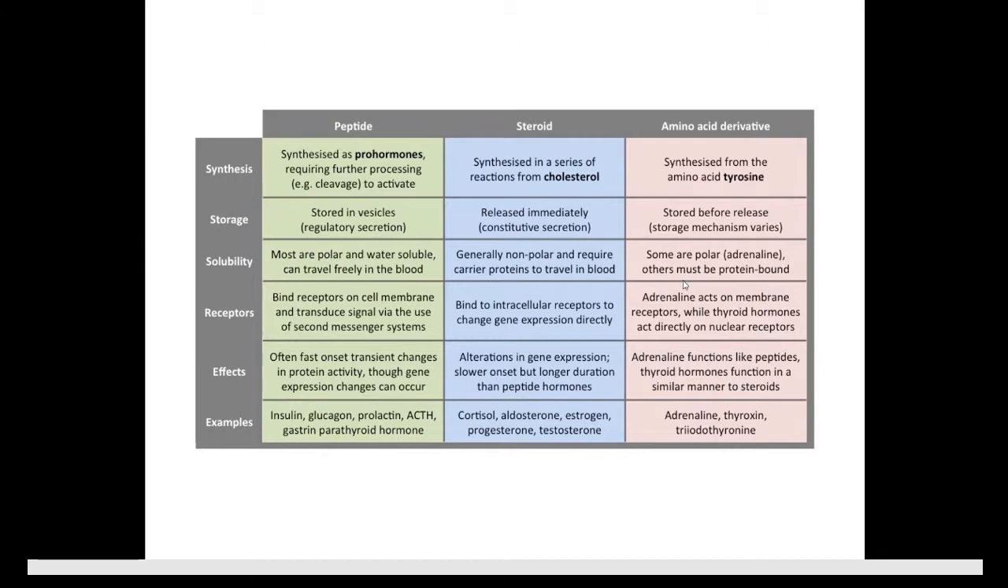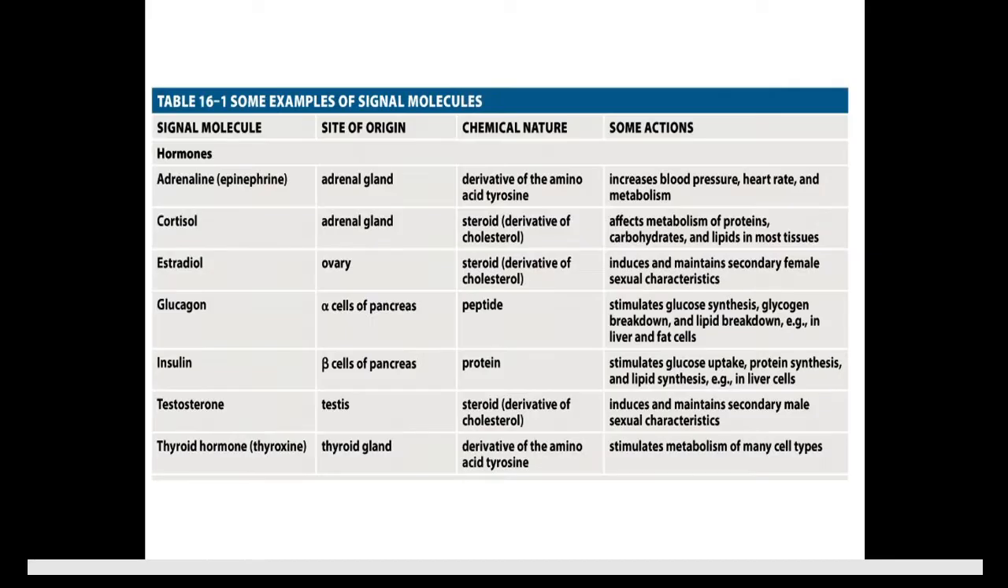Glucagon, prolactin, ACTH, gastrin, parathyroid hormone. These are all peptide hormones. Steroid hormones, cortisol. Previously I told you in the previous slide, right? These are just examples.